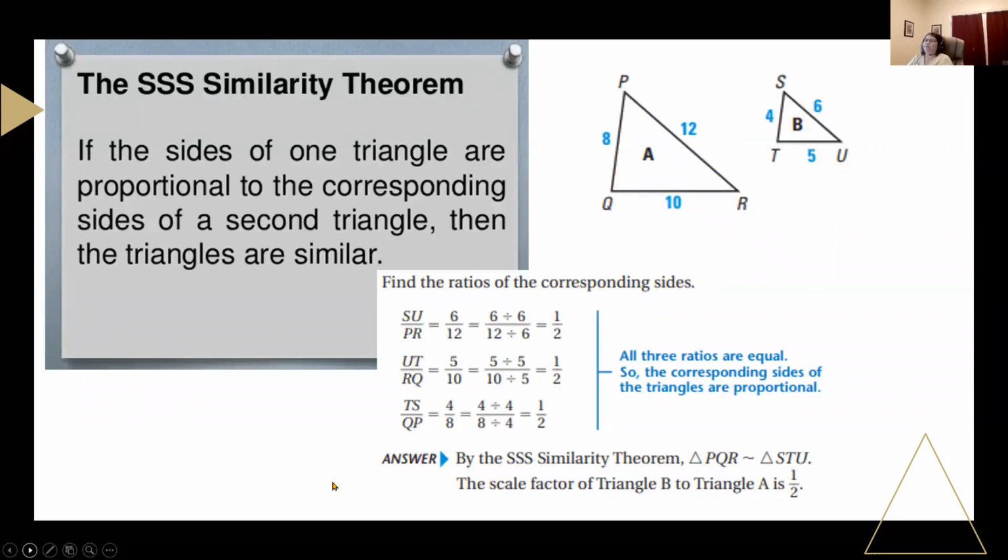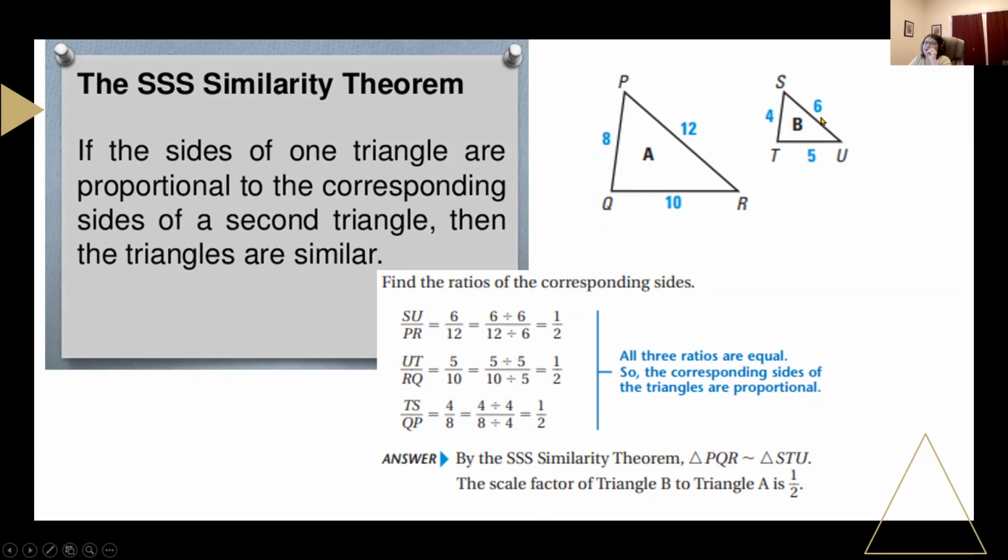Sorry. No, you're fine. So when you're checking for similarity, you put the corresponding sides over each other. So in this case, ST is the smallest side here, and I'm going to put it over PQ because that's the smallest side here. 4/8 is equal to a half. It reduces to a half. The next largest here is 5, and the next largest here is 10. So I'm going to put 5/10. And that reduces to a half.